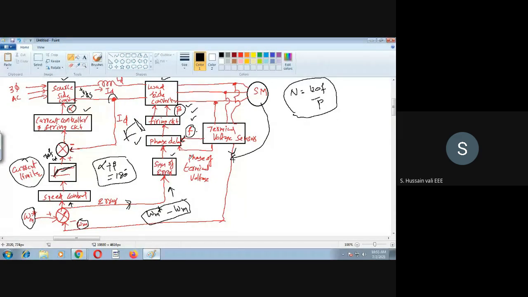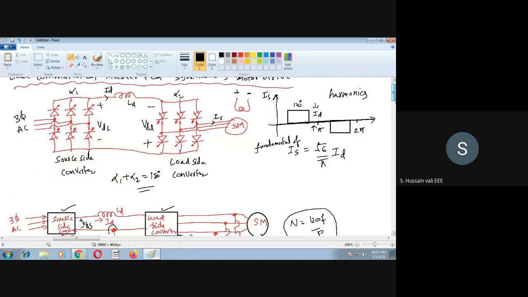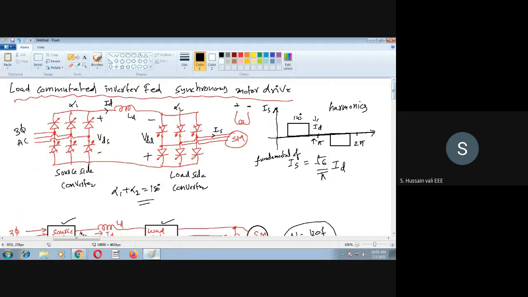Okay, this is the closed loop control of this load commutator inverter fed synchronous motor. Then we'll do one thing: we'll solve a numerical problem. As of now, what we did is studied this, the power circuit of this load commutator inverter fed synchronous motor drive.